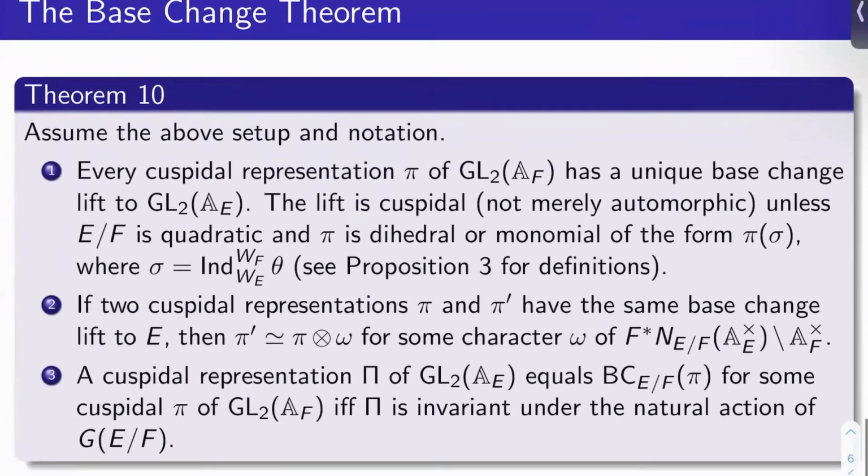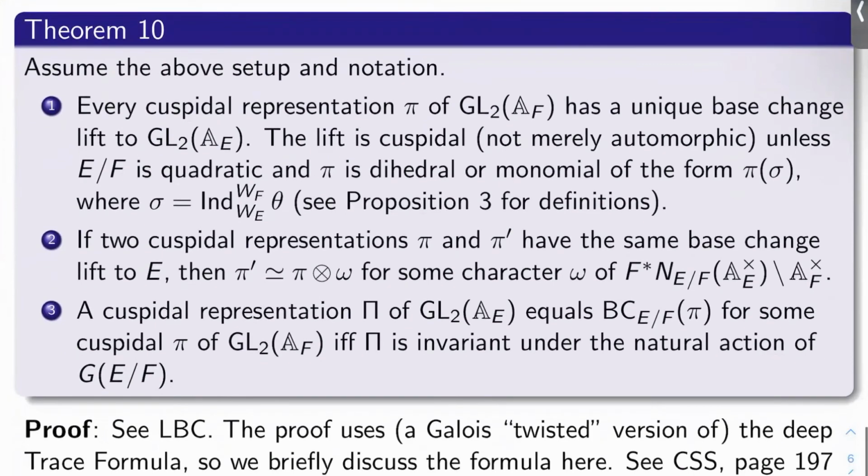Okay, here's the theorem of base change. Theorem 10. Assume all of the above setup and notation. First, three things are true. First, every cuspidal representation pi of GL2 of the adeles of F does have a unique base change lift to GL2 of the adeles of E. Now, this lift might not be cuspidal, but it will be cuspidal unless E over F is quadratic and pi is either dihedral or monomial.